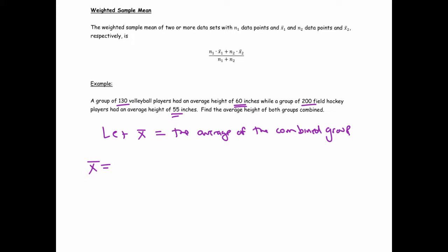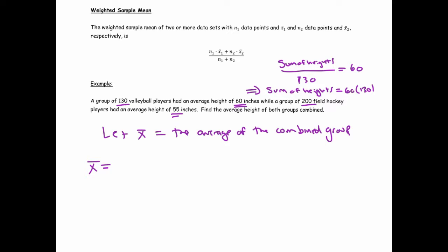So if I'm going to just say sum of heights divided by 130 is equal to 60. What that means is that the sum of the heights of all the volleyball players is just 60 times 130. In other words, the average times the number of players there are.